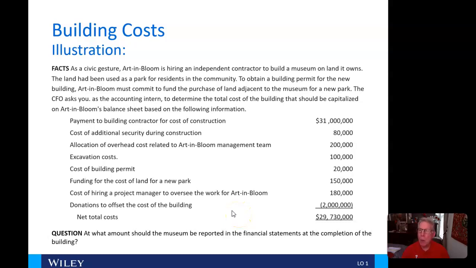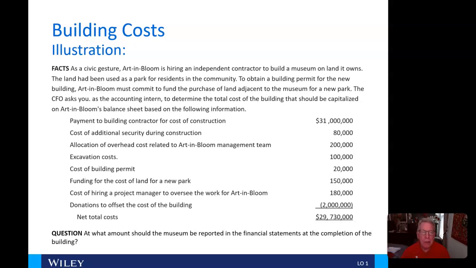Hi everybody, and welcome back to video number 2 in chapter 9. When we left off, we were looking at an illustration of building costs. Here, as a civic gesture, Art in Bloom is hiring an independent contractor to build a museum on land it owns. The land has been used as a park for residents in the community.